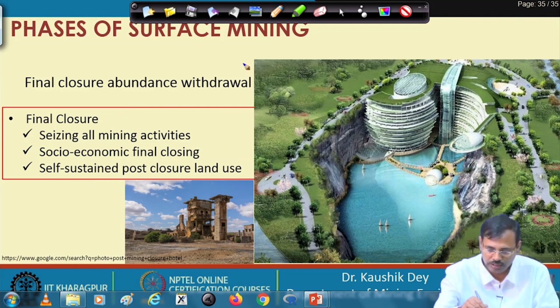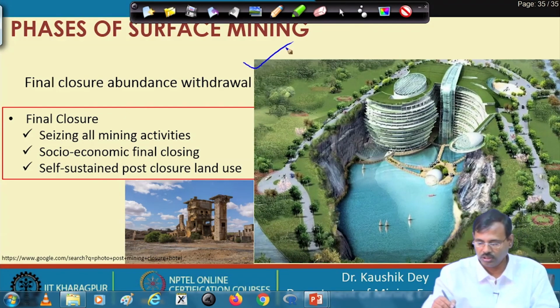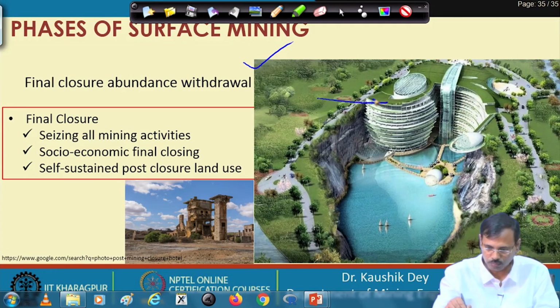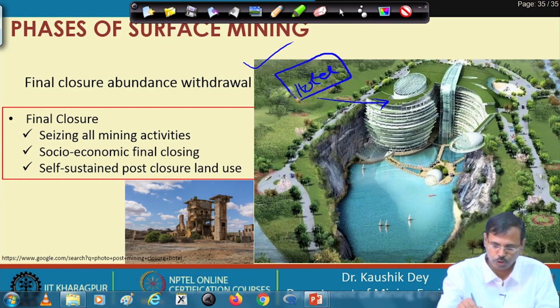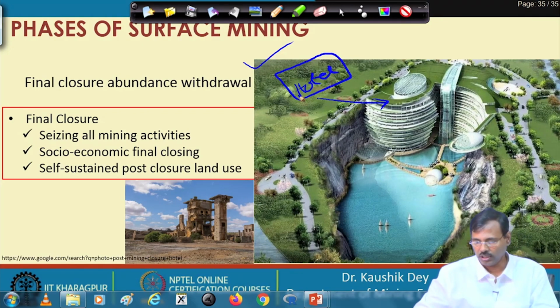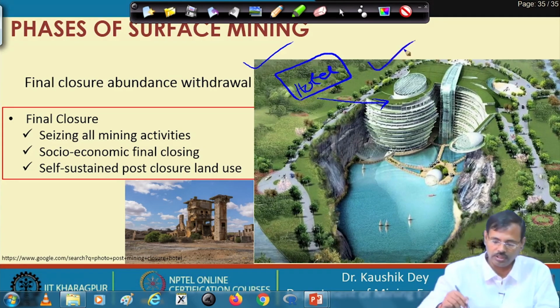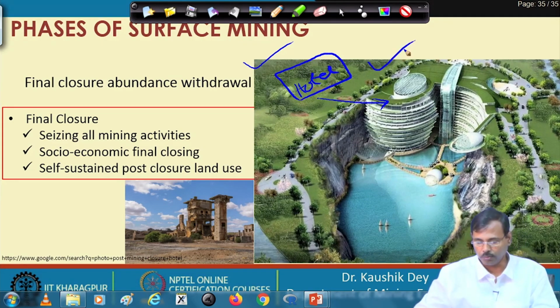This is a very good example of the post closure land use. This is a proposed hotel, a mine converted to a hotel. Post mining the hotel is created at this position, and with the recreation it is a self sustained example of post closure mine use.